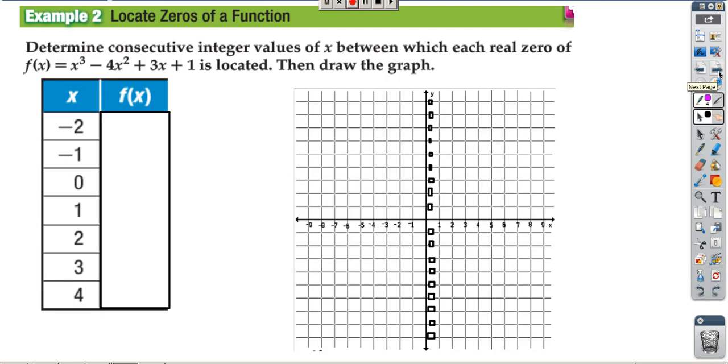Okay, this one says determine values of x between which the 0 is located. So we can do the same thing. We can take this function and plug it into the calculator. Oops, that's a +1 there. And then we'll look at our table and see where a 0 had to have occurred. So we'll do that right now.